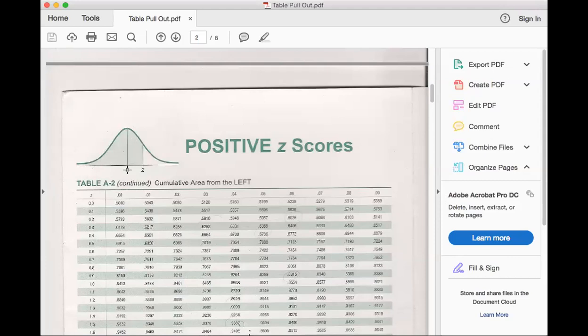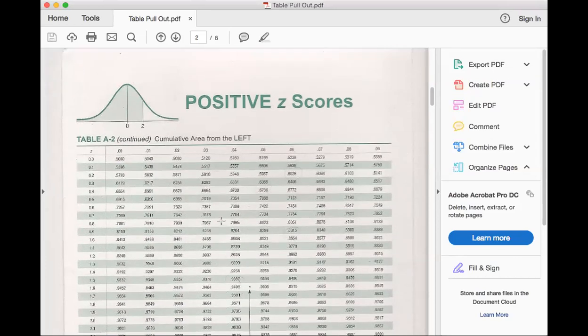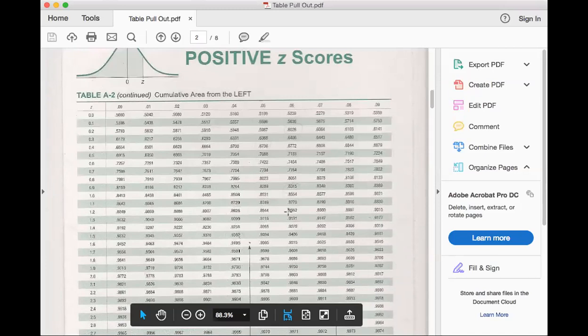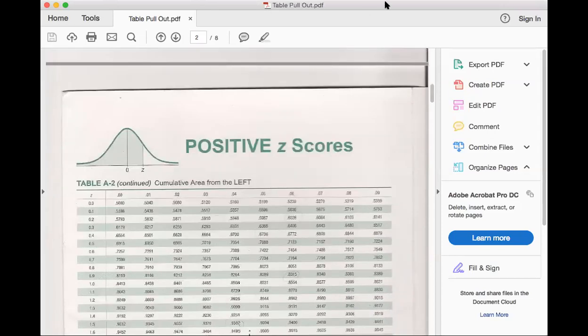So if my z-score is to the left of the mean, I am less than 50%. If my z-score is to the right of the mean, I am more than 50%. So if you look at the positive side, all these numbers are greater than 50%. And if the entire thing was colored, that would equal to what? 1. All of it. 1 or 100%.